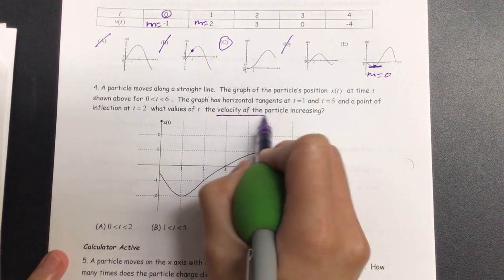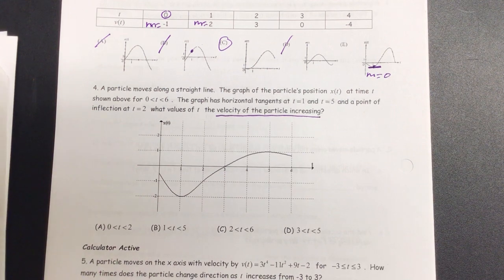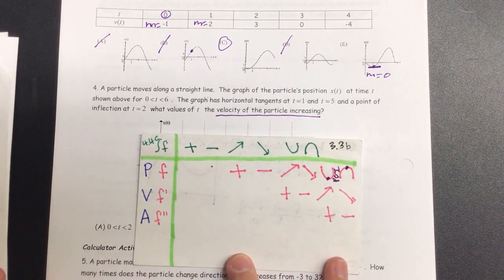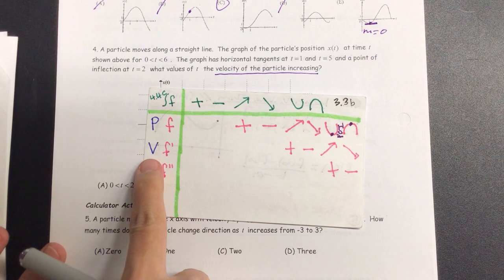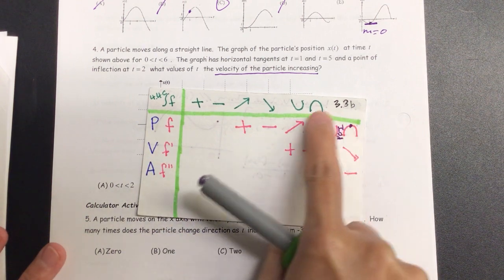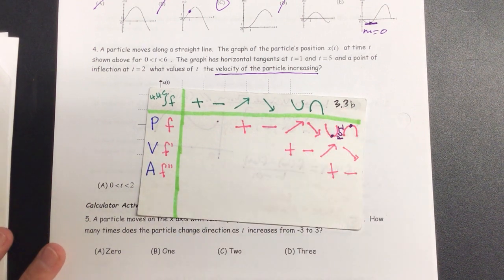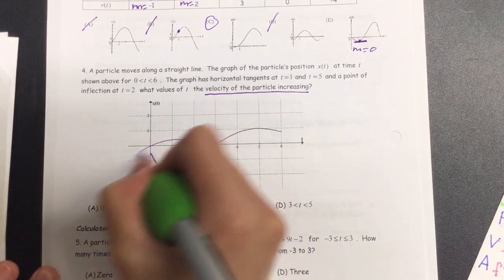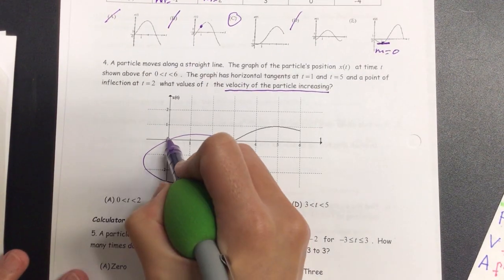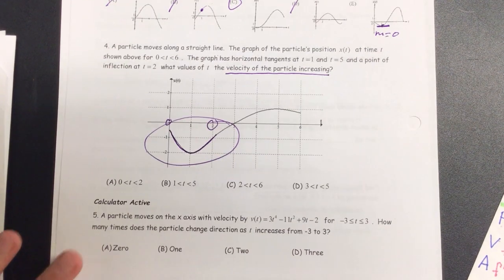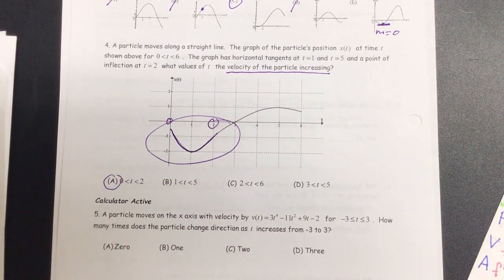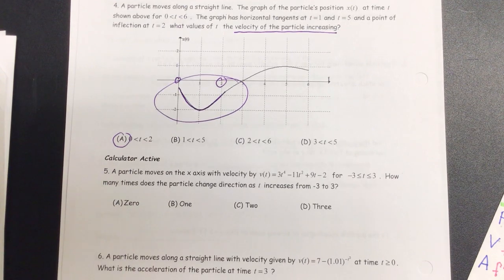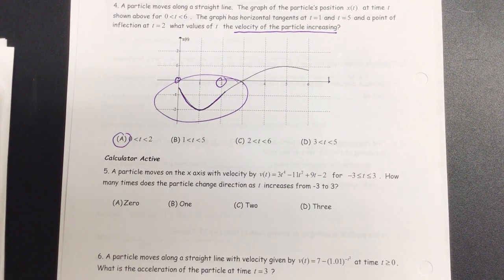So I want to know when the velocity is increasing. I'm going to go to my card because we use this every day. Velocity is increasing when I have what kind of concavity? Concave up. Do I see a concave up right here? And that is between 0 and 2. So that's got to be A. Done. Pretty simple. Okay, now let's go to number 5.